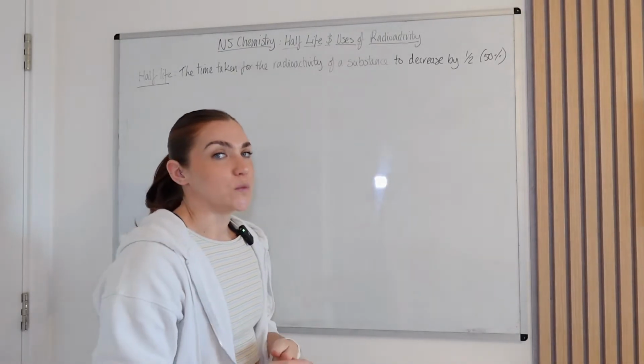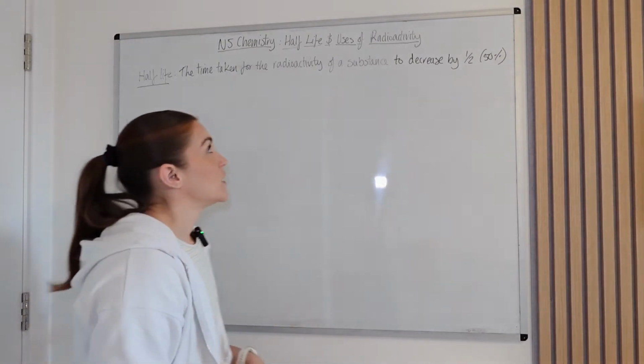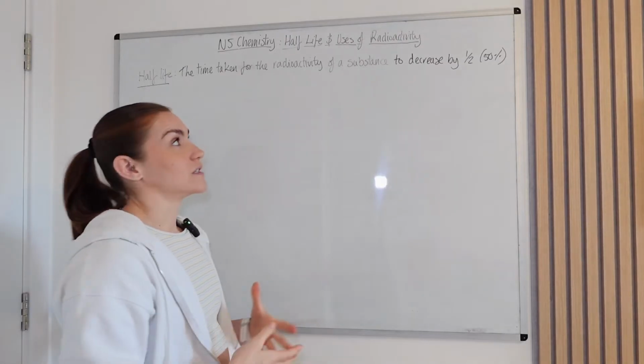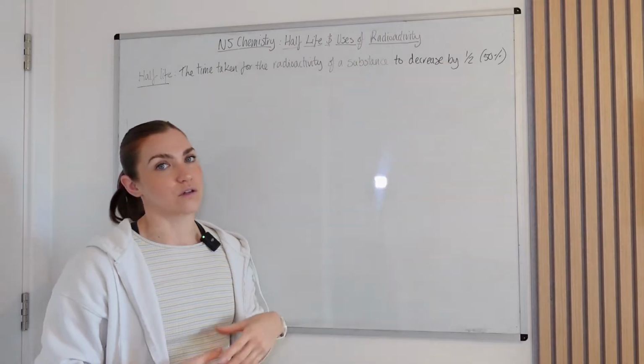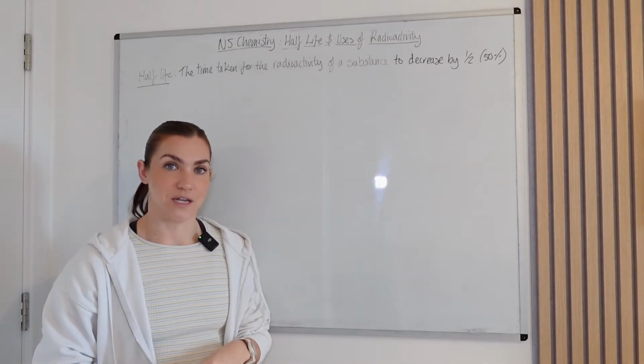And this is a definition you probably want to know word for word, just in case you do get asked it in your exam. So the half-life of a radioactive isotope, so a substance that is radioactive, is the time it takes for the radioactivity of that substance or isotope to decrease by 1/2 or 50%.